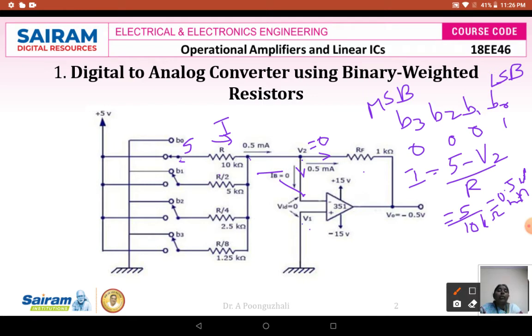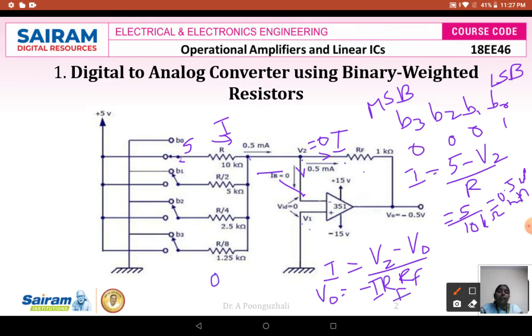Now I want to find out the output voltage. The current is flowing in this direction, so I is equivalent to V2 minus V0 divided by your RF value. We know V2 is 0, so V0 is equivalent to minus I into RF. What is I? 0.5 milliamps, into the resistance, which is 1 kilo ohm. So minus 0.5 volts is my output voltage when my B0 is 1.